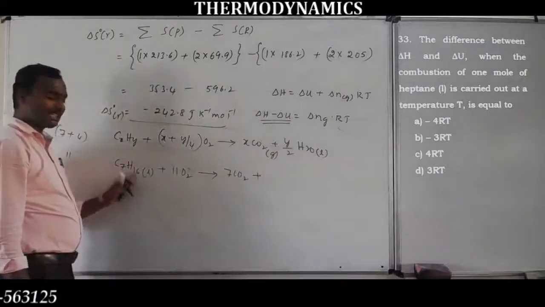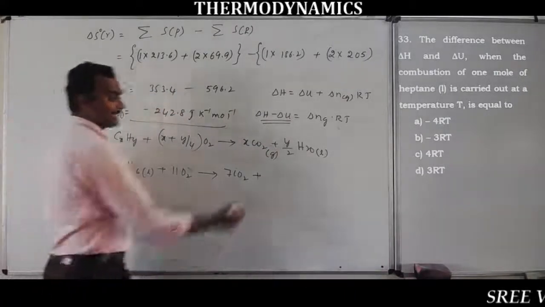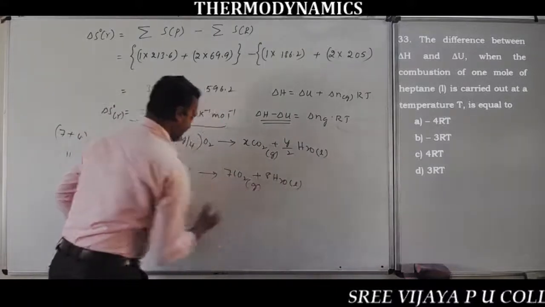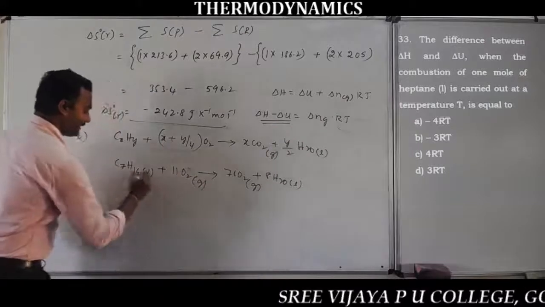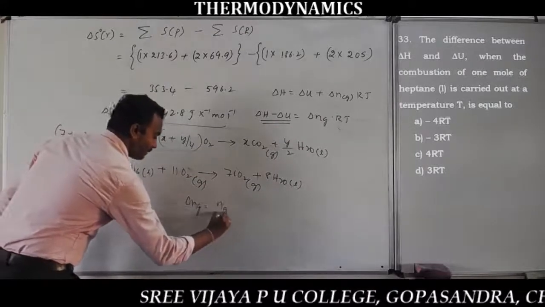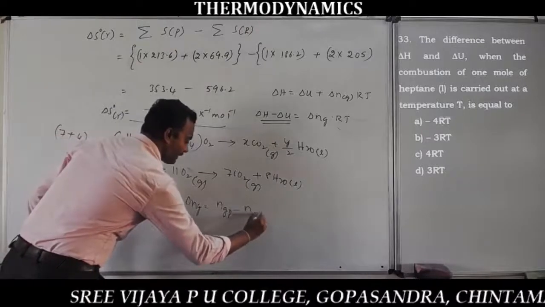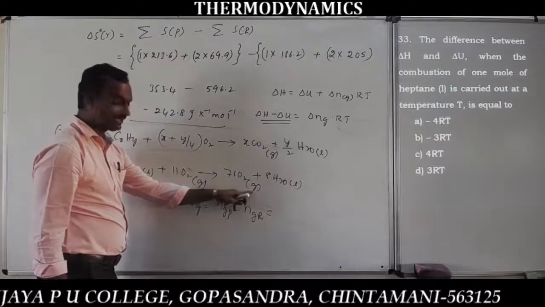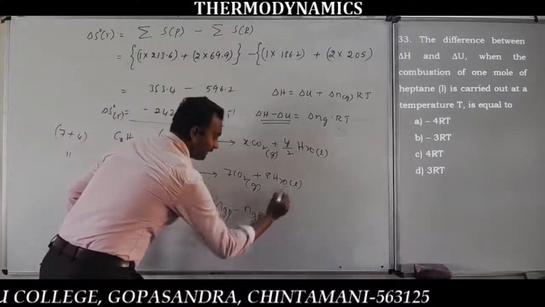Y value is 16. Compare ಮಾಡಿ. 16 by 2 is 8 H2O. This is liquid. Carbon dioxide is gas, oxygen is gas, and this is also liquid. Now we can calculate delta Ng. That is number of moles of gaseous products minus number of moles of gaseous reactants. Gaseous products ನಾವು ತಗೊಂಡು ಮಾಡಿ. ಇದು gaseous ಇದೆ 7 moles ಇದೆ. That is liquid ಇದನ್ನ ತಗೊಳಂಗಿಲ್ಲ.